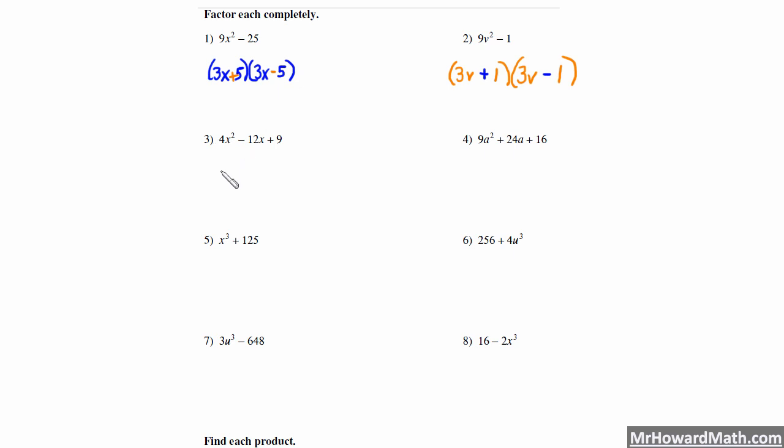Alright, so we want one set of parentheses, and it's going to be a quantity squared here. So we want to look at this and find the square root of 4x squared, and that would just be 2x, because the square root of 4 is 2, the square root of x squared is x. Square root of the last term here, square root of 9 is 3, so 3, and we know that it gets a minus sign.